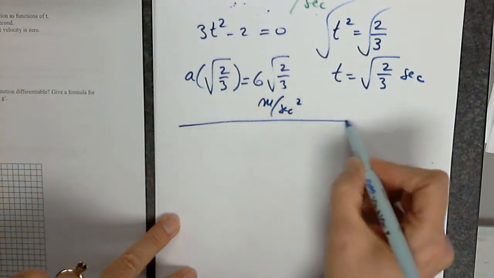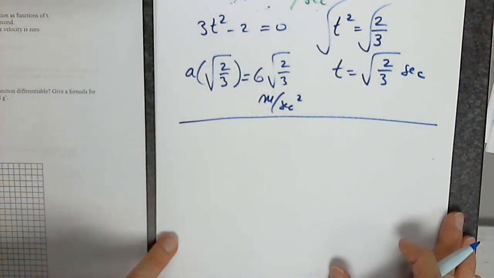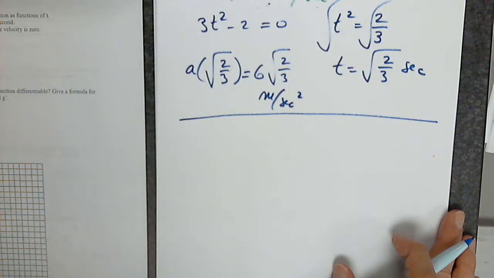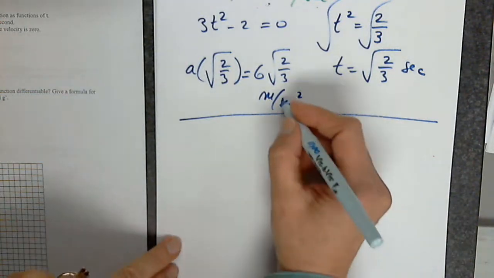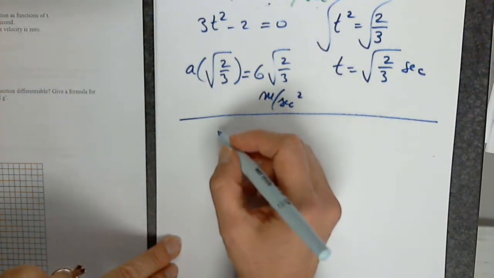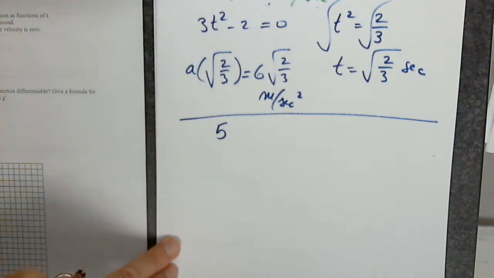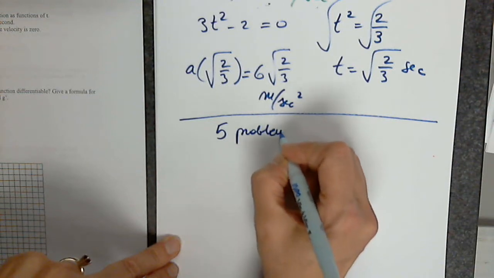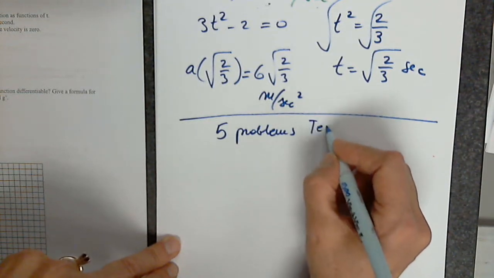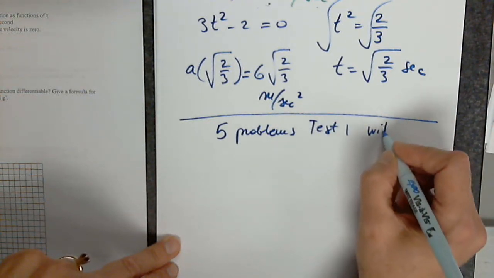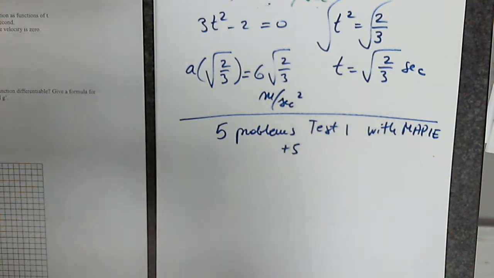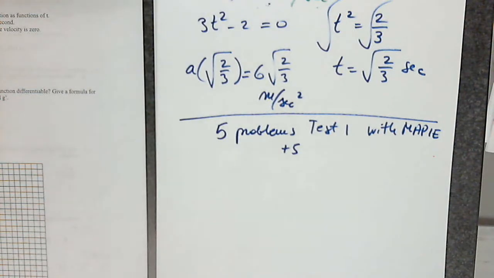I wanted to ask you to go back to the test. As I said, I will post the solutions, and I would like you to next time turn in 5. I'm not finished, so don't start packing. I would like you to turn in 5 problems from the test with Maple. And I will add 5 points if what you present is correct. I will add 5 points to your test grade.